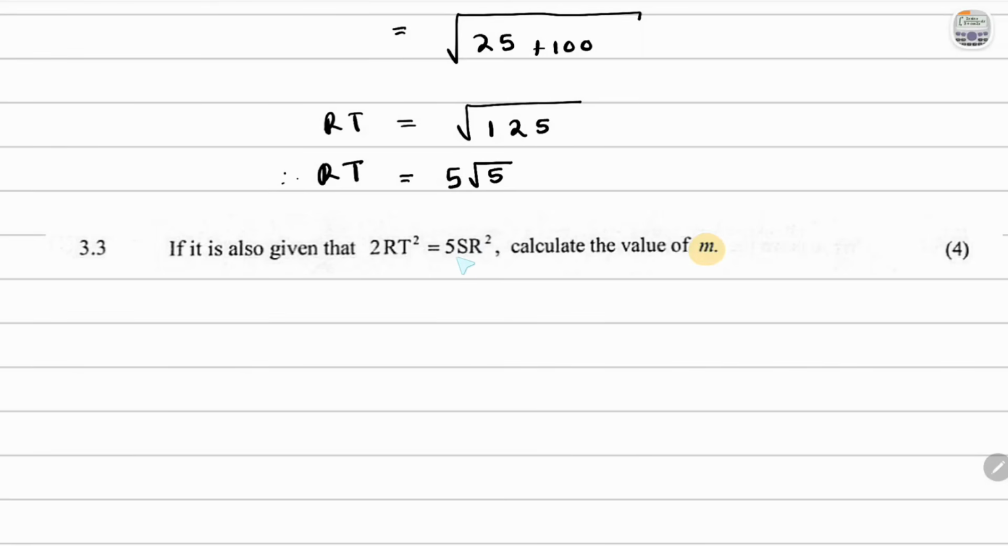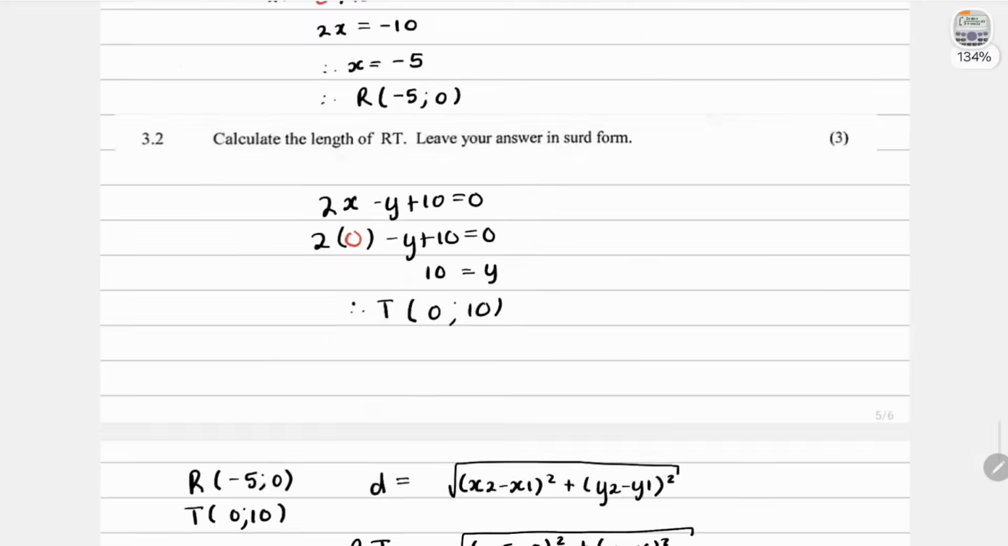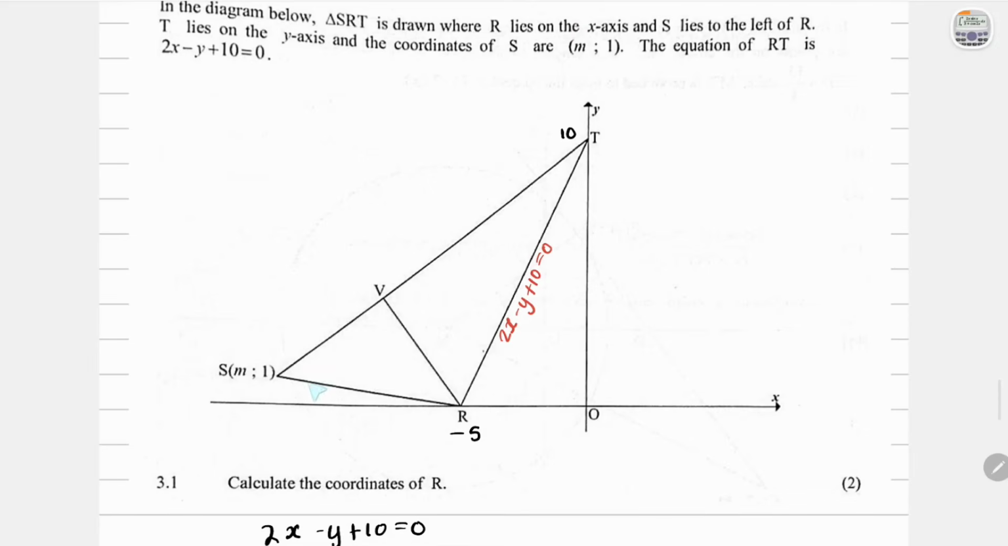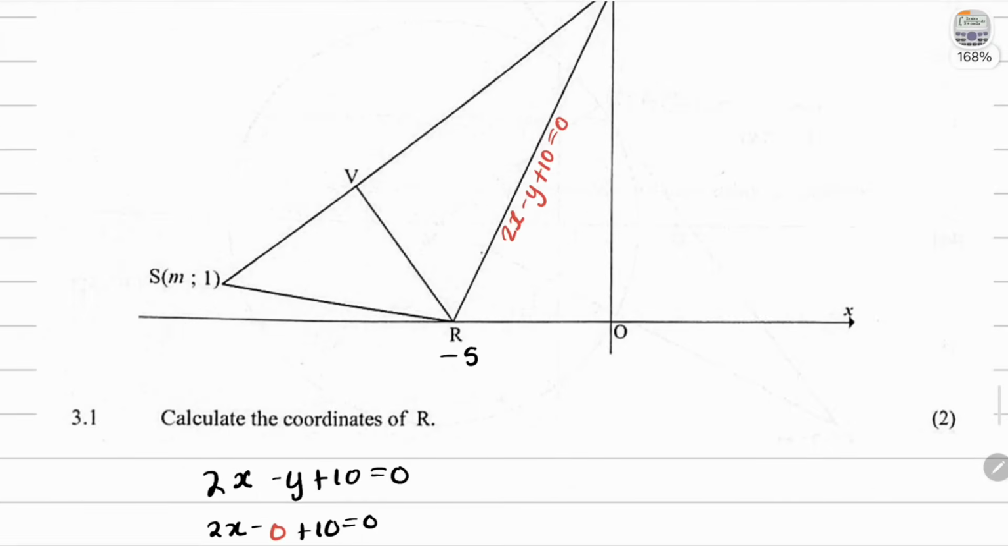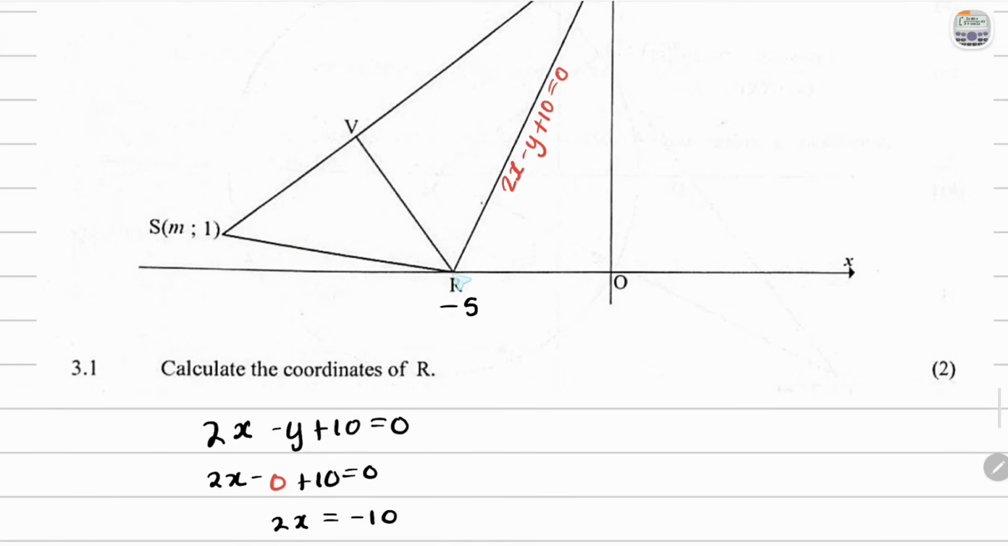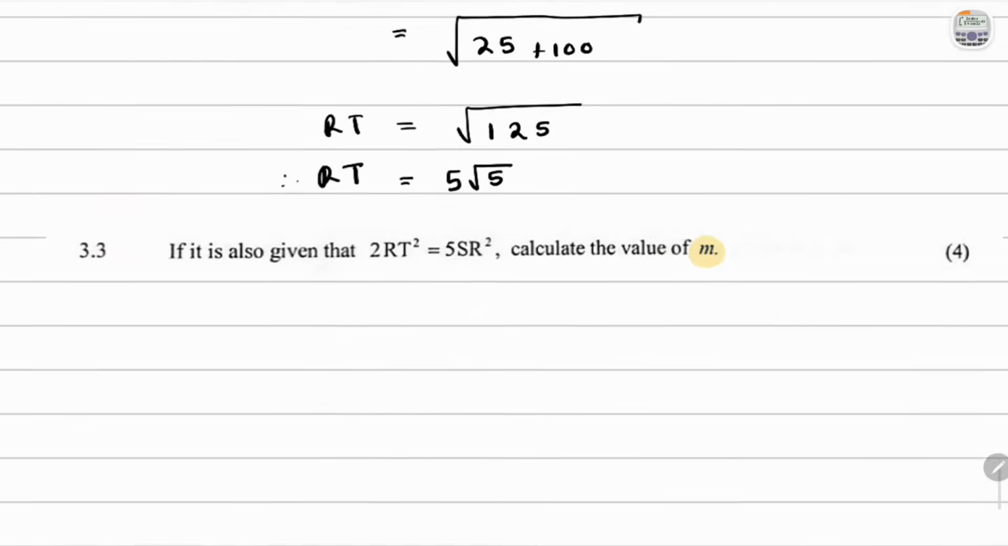Let's go ahead and find out what this is going to be. So let's look for SR. SR is going like that. So that's where the M comes from. So let's find the distance of SR using the distance formula. The coordinates of S are M and 1, and then we know R is negative 5 and 0. Let's go ahead and do that first.